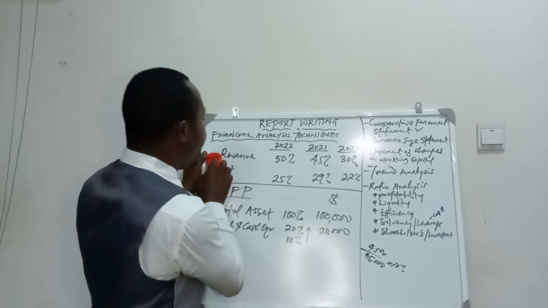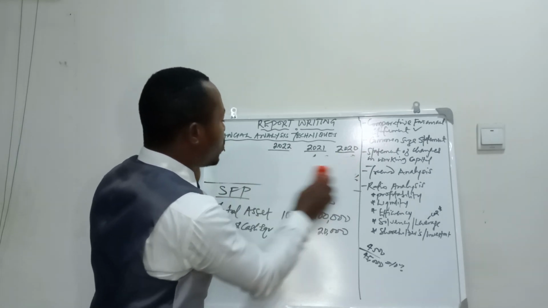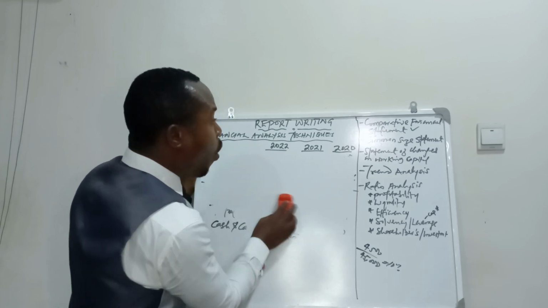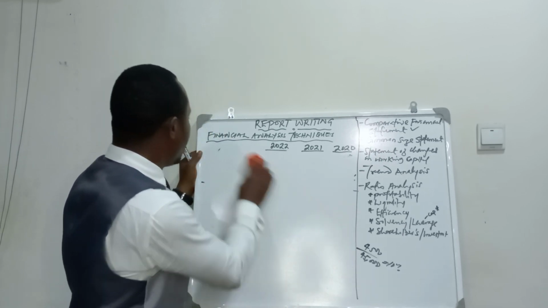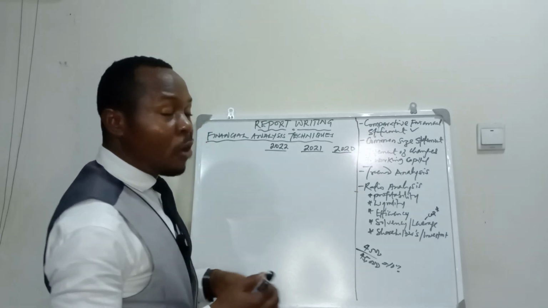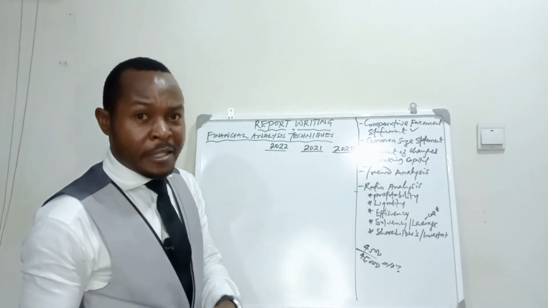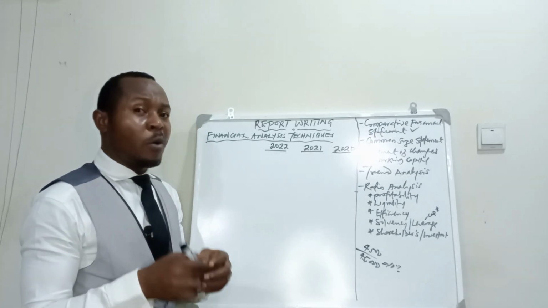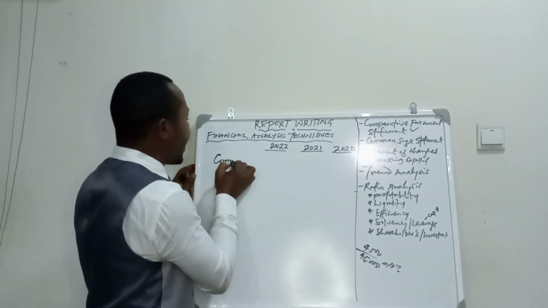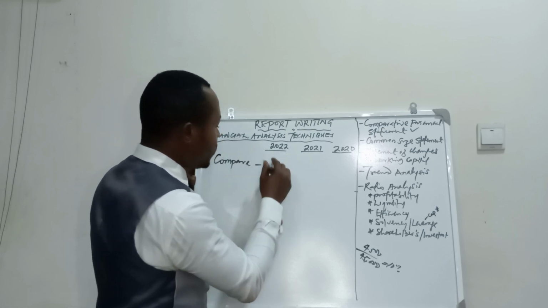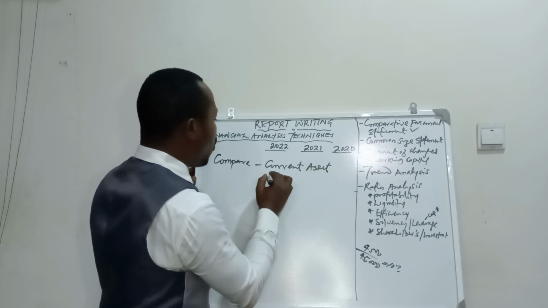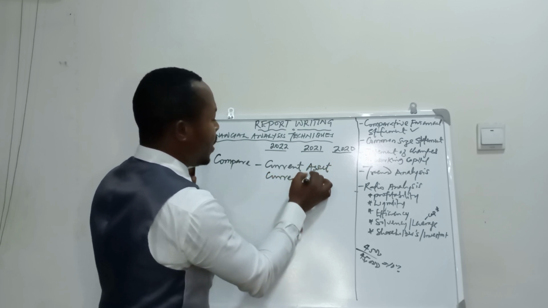Okay, let's move on to the next one, which is the one we call statement of changes in working capital. Of course, for all financial persons, we all have an idea of what changes in working capital means. Whenever you hear the word statement of changes in working capital, this is what it means. It means that you should compare your current assets with your current liabilities.